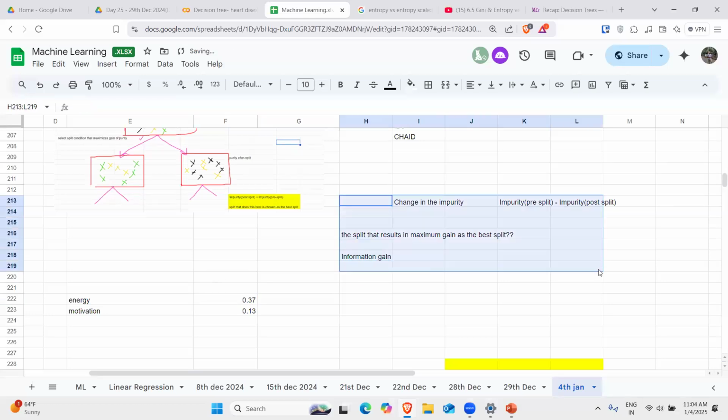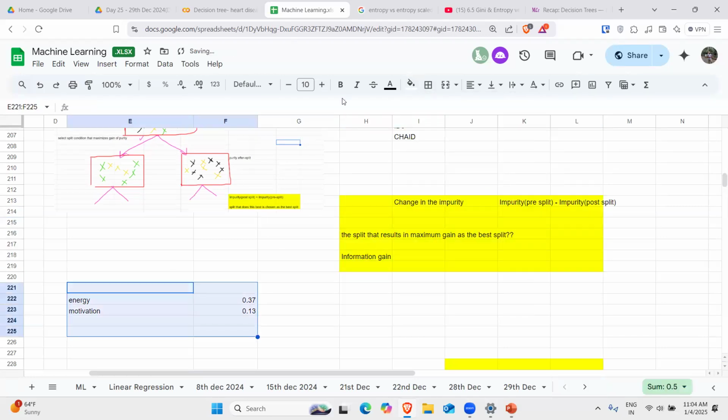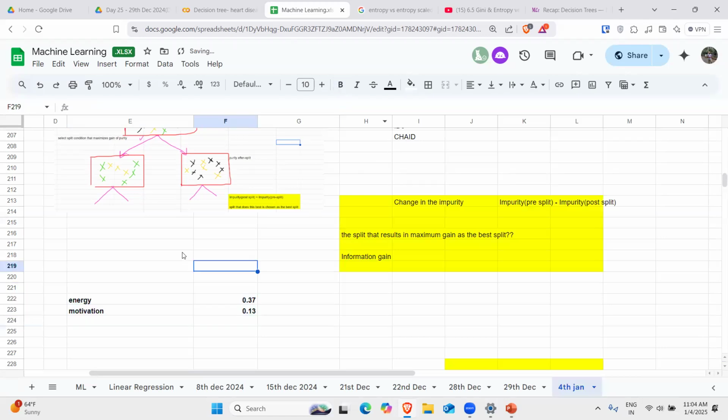I have explained this over here. Now it's your time to answer this question. We should select which feature? Either we should go with energy or we should go with motivation. What do you feel? Motivation, we need to select.